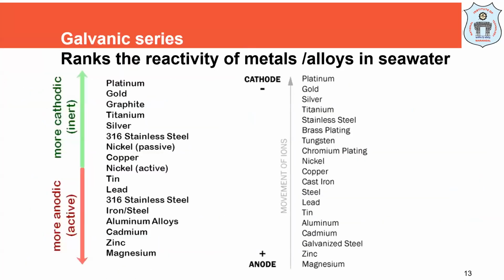Okay, and as I told, what is galvanic series? It also ranks the reactivity of metals or alloys in seawater. Okay, so you can see that starting from more noble metal which can be used as cathode, and more active materials which can be used as anode. So at the bottom of the table you can see magnesium, zinc, cadmium, aluminum, iron, lead, tin, etc. And more noble metals are platinum, gold, even palladium can be added there.